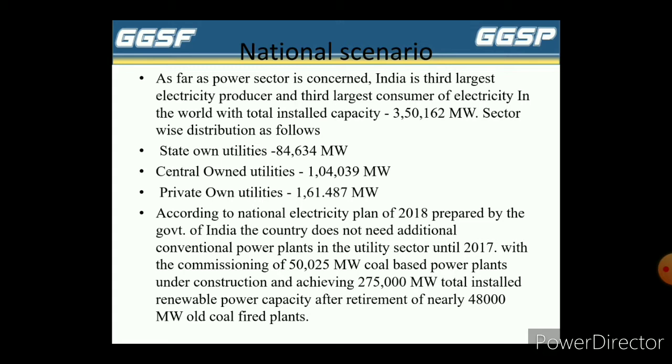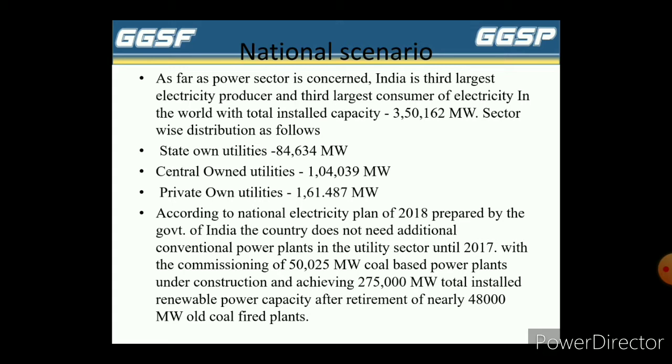The state-owned utilities are 84,634 MW. The central-owned utilities are 1,04,039 MW. Private-owned utilities own 1,61,487 MW.